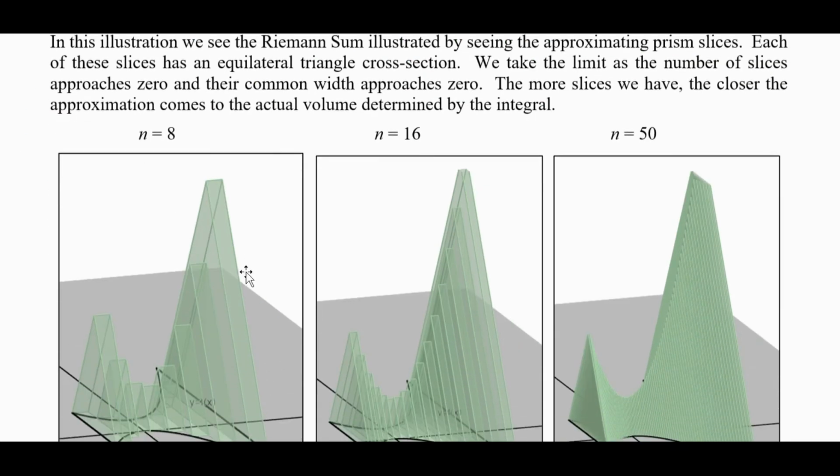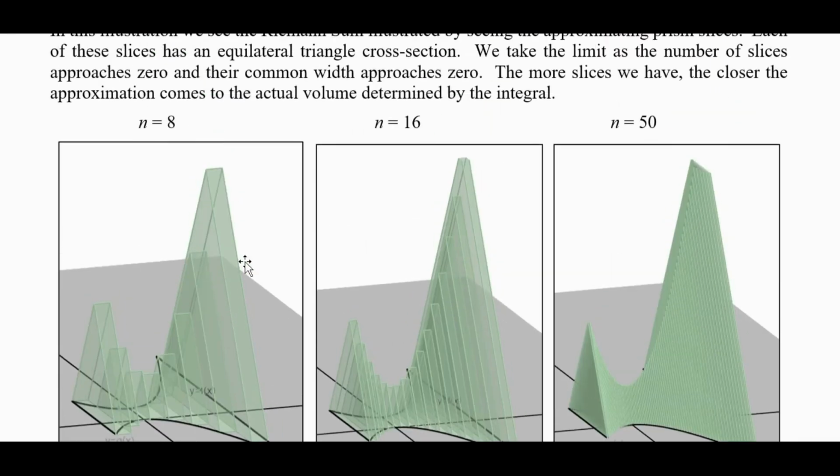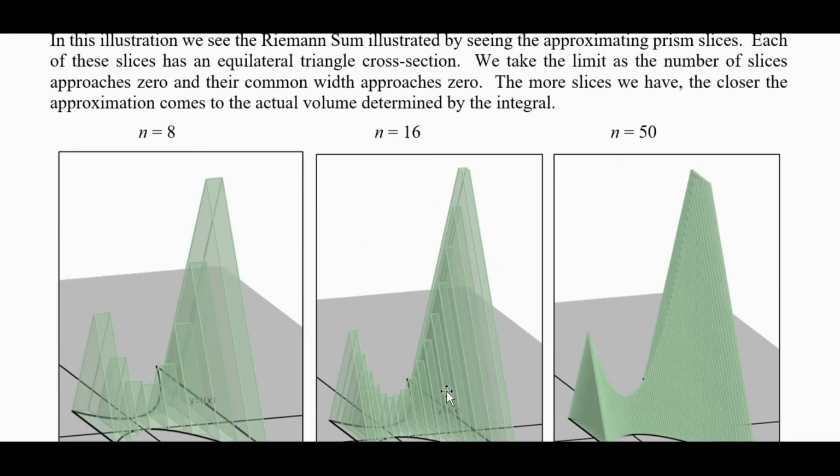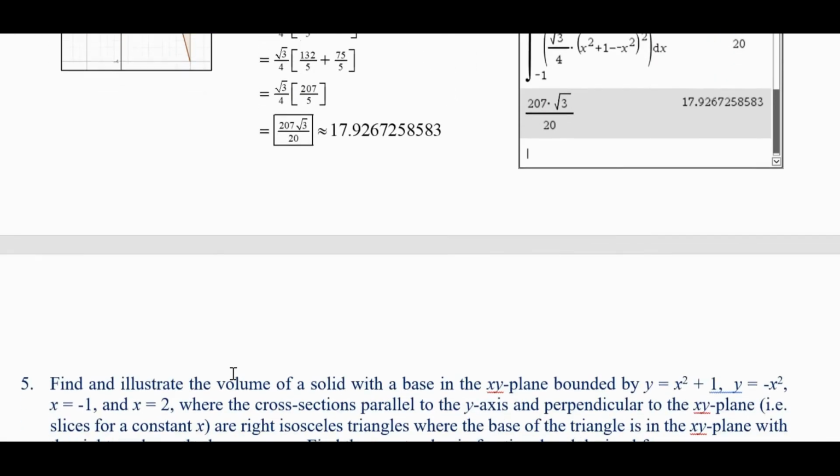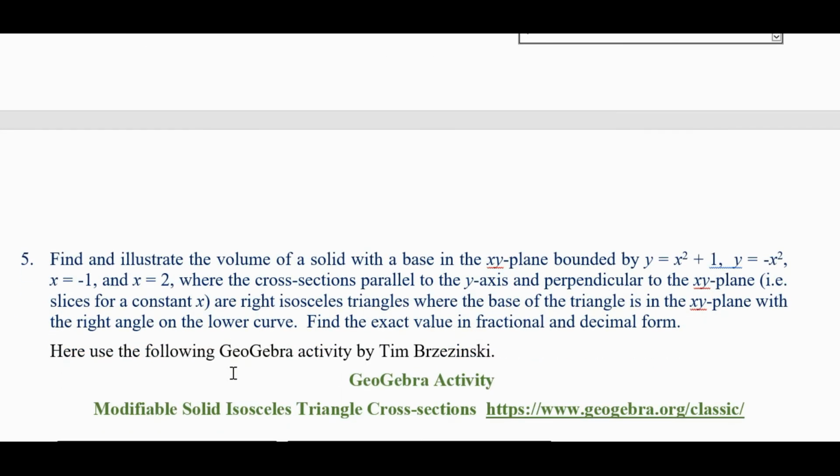Okay, so there's an example. Let's try another example. So in that example, we had equilateral triangles for the cross sections. Here's another activity that's put together that can illustrate these kinds of things when the cross sections are isosceles triangles. So here's another example.